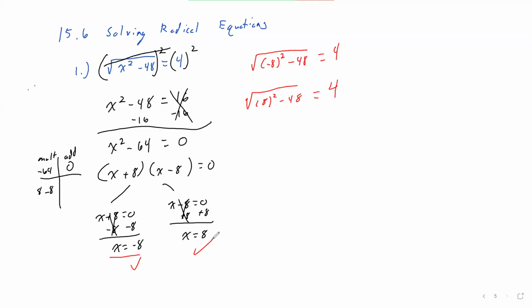But yeah, perfect. But you do have to check those. So in this case, -8 and 8 are the answer.